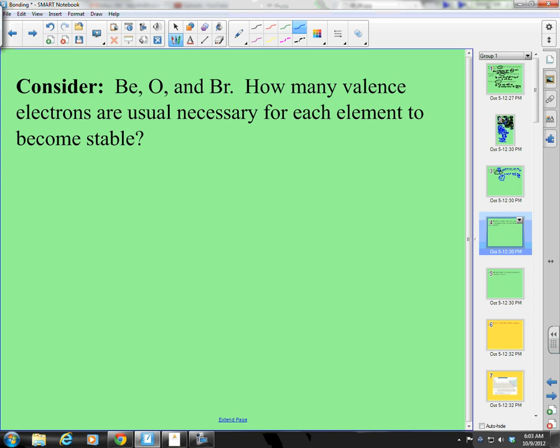Here we go. Give you a few seconds. You guys come up with this one. Well, what do you think? Well, if you went back and you looked at our notes, you'd say, oh, beryllium usually wants what? 4 electrons. Bromine, that's not one of our big 4, so it may or may not follow the octet. But oxygen almost always follows the octet. So oxygen is our answer.